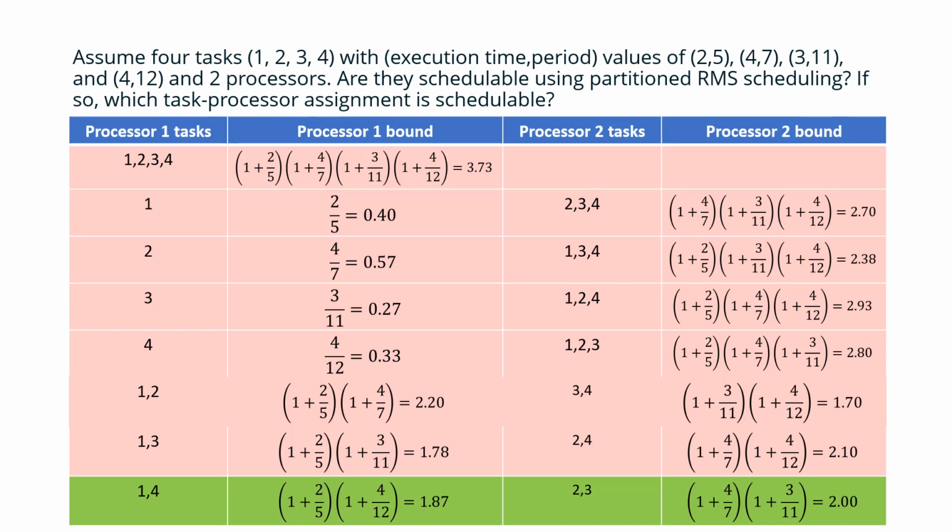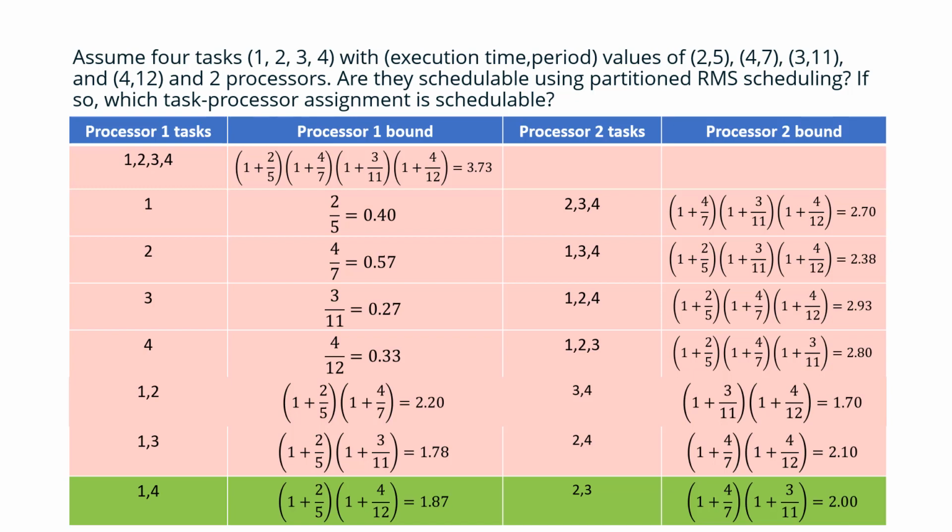So if you have 4 tasks, I can put them all on one processor, in which case I get an RMS bound of 3.73. I could put 1 task on processor 1 and the other 3 on processor 2, but every single way to do that gives me a violation of the RMS bound on processor 2. So that would be 1, 2, 3, 4, those 4 rows.